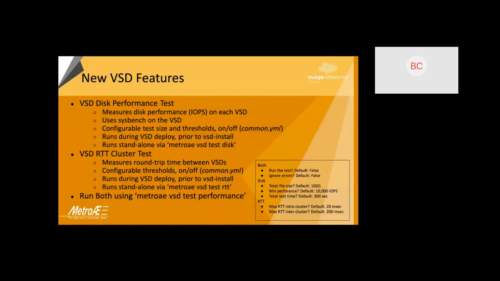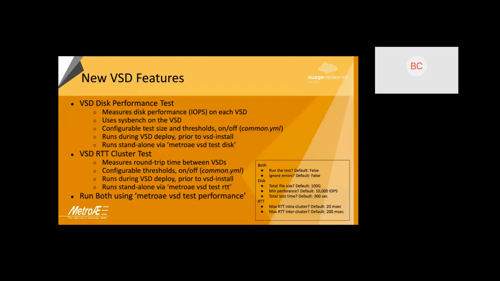We also have the option that you can ignore errors, and that means if you set a threshold and the performance does not meet the threshold, we can either ignore the error if it's set to true, or declare an error if it's set to false. On the disk performance test, we have three additional knobs that you can control.